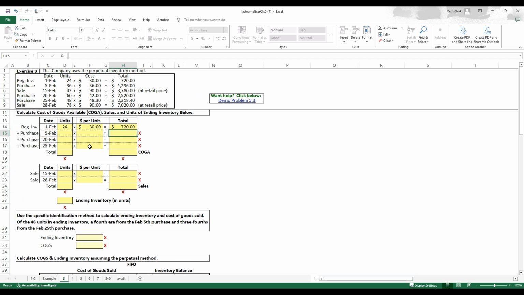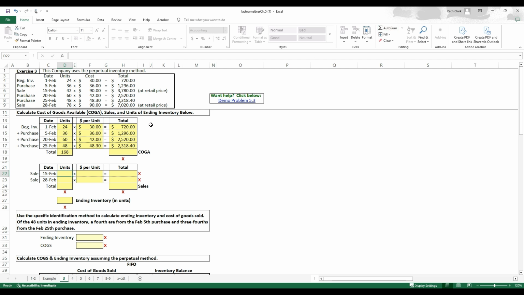Okay, and then we had a purchase on the 5th, 36 units for $36, and we'll multiply those together to get the total. Then we had a purchase on the 20th of 60 units, and that was $42. We'll multiply those, and then we've got 48 units at $48.30. I'm just going to drag my formula down and multiply those together.